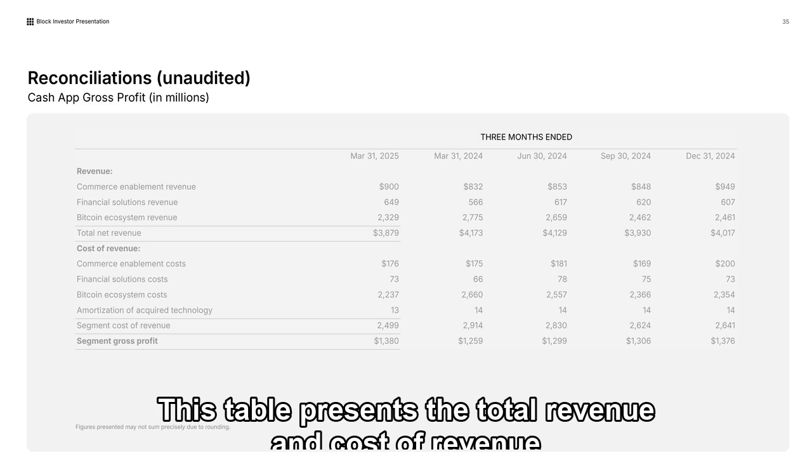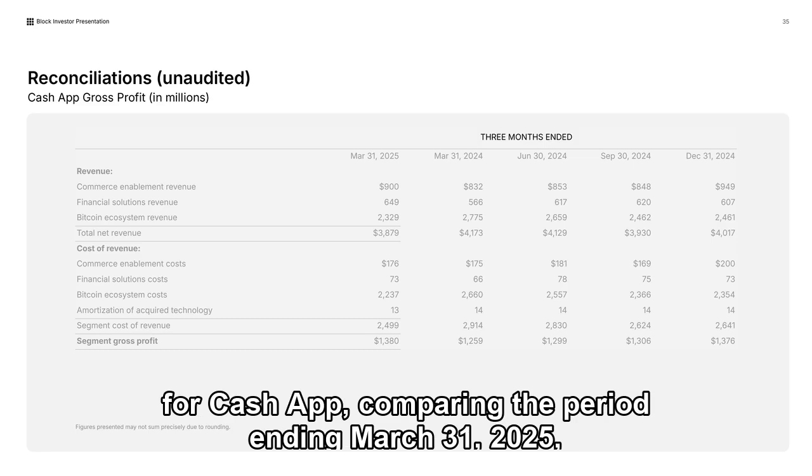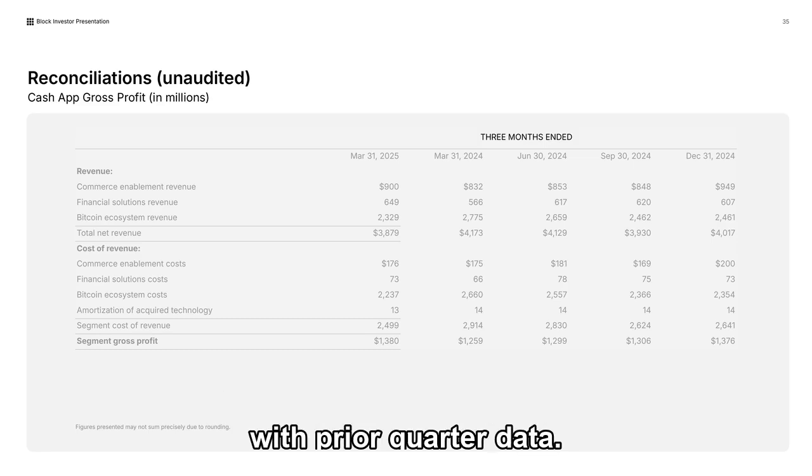This table presents the total revenue and cost of revenue for Cash App, comparing the period ending March 31, 2025, with prior quarter data.